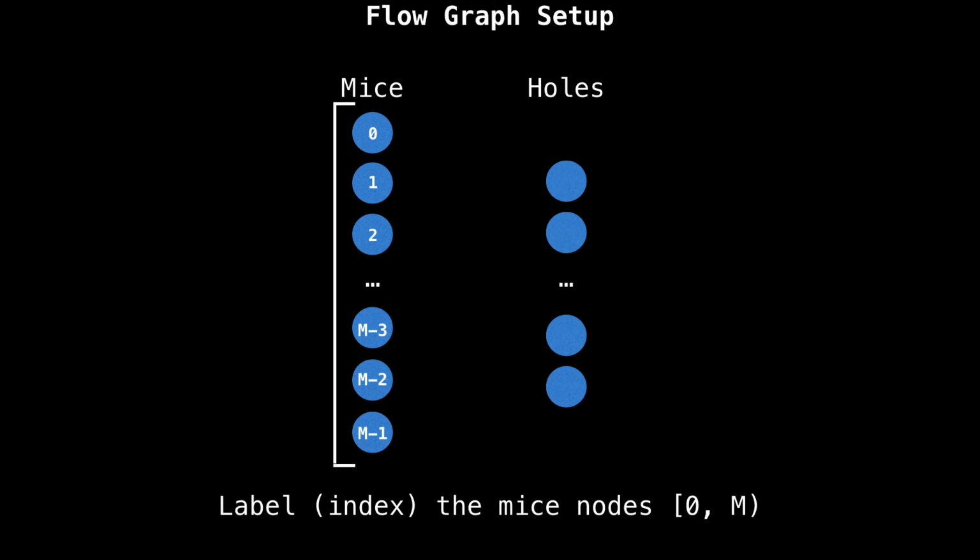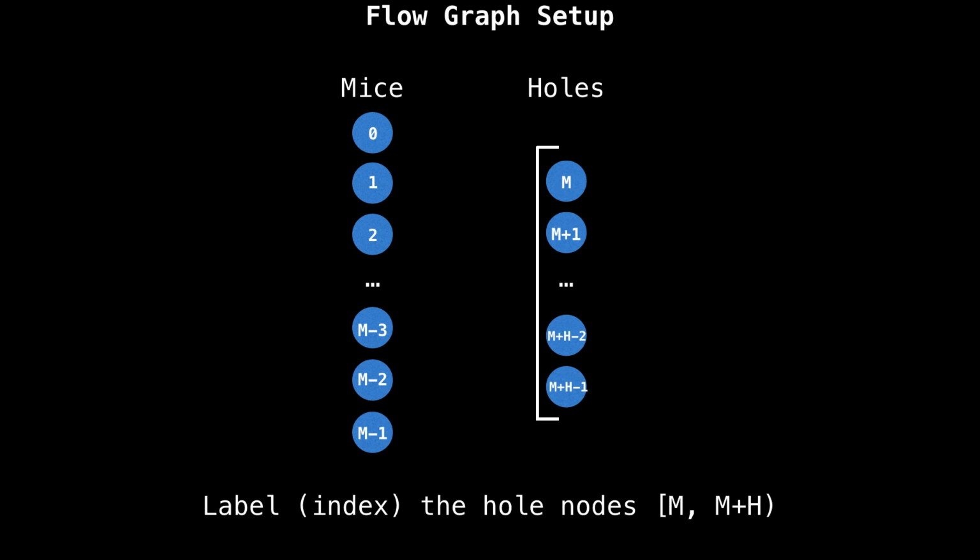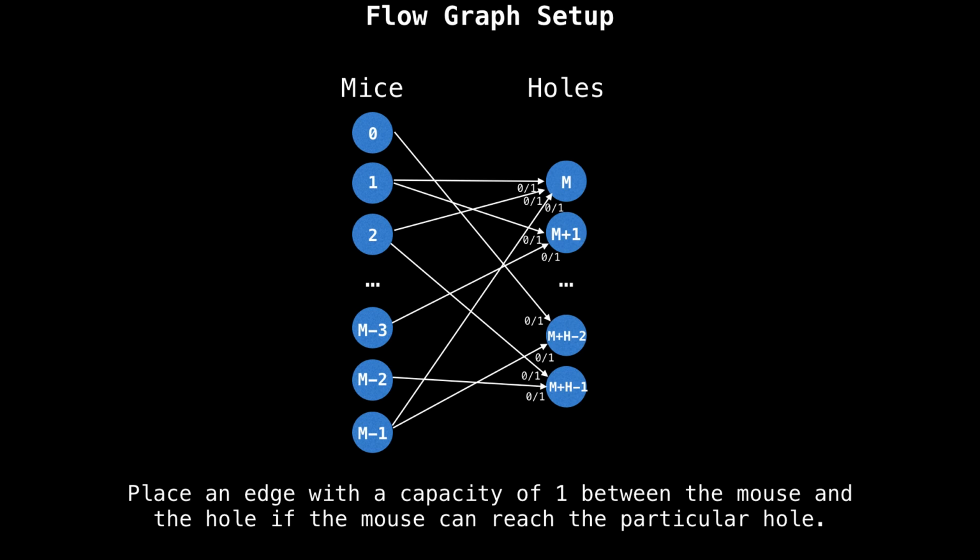First, I would create M mice nodes labeled 0 through M minus 1 inclusive. Then on the other side, I would create H nodes, each representing a hole. I would label or index these nodes from M to M plus H minus 1 inclusive to give them a different ID than the mouse nodes. Then I would place an edge with a capacity of 1 between the mouse and the hole if the mouse can reach that particular hole in time.